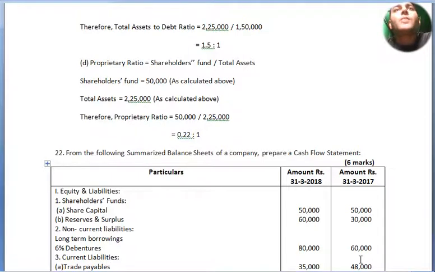Point number D, proprietary ratio equals shareholders fund divided by total assets. Shareholders fund equals 50,000 as calculated above. Total assets equals 2,25,000 as calculated above. Therefore proprietary ratio equals 50,000 divided by 2,25,000, which gives us 0.22:1.